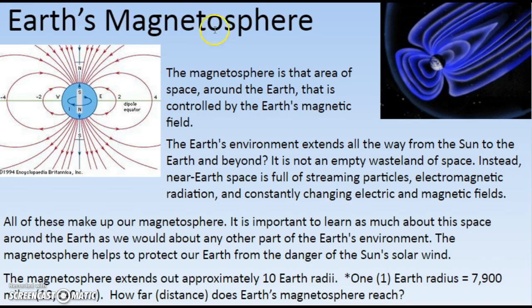So here's a picture of what we call the Earth's magnetic field, the magnetosphere. The magnetosphere is the area in space around the Earth that is controlled by the Earth's magnetic field. The Earth's environment extends all the way from the Sun to the Earth and beyond. It is not simply an empty wasteland of space. Instead, near-Earth space is full of streaming particles of electromagnetic radiation in constantly changing electromagnetic fields. Here's a picture of what our magnetic field looks like as the solar wind comes streaming towards us. All of these make up our magnetosphere.